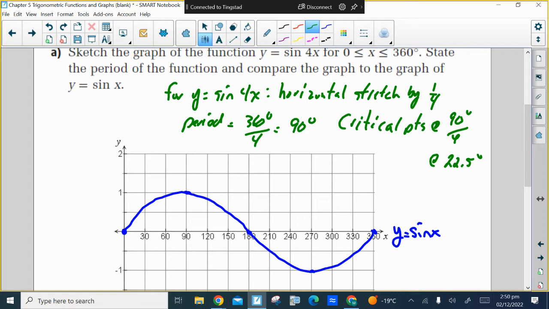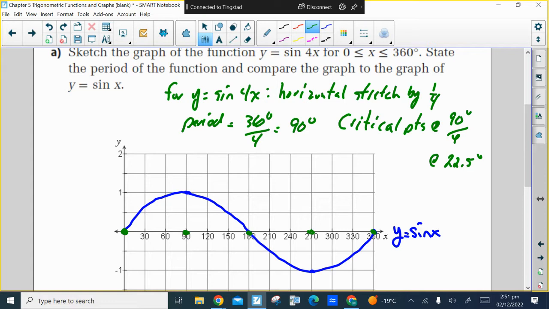So here's what we do to graph. We know the period is 90 degrees. This graph will start at 0, 0. The end of the first cycle will be 90 degrees away. So every 90 degrees, we're going to have one more complete cycle. I'm going to put those marks on the graph right now. Every 90 degrees, you'll have the end of one cycle because the period is 90 degrees.